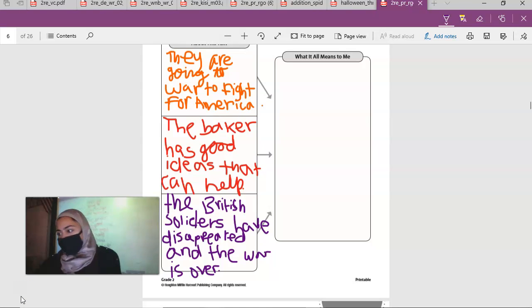So we went ahead and talked about the things that happened, and now you're going to write here in this box what it all means to me. The last thing we wrote was the British soldiers have disappeared and the war is now over. So what does this all mean to me? What do you guys think? What's the big picture here? What happened? The baker did what, Dustin? What did he help do? Mariah.